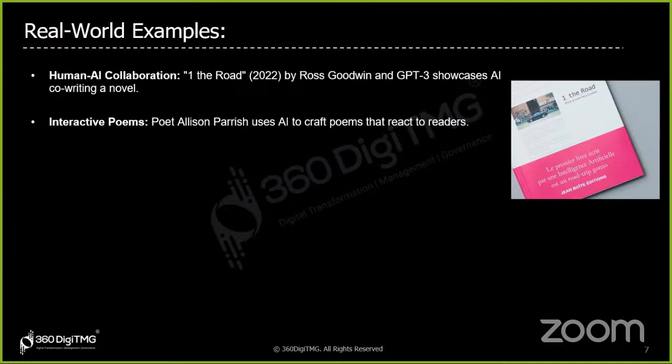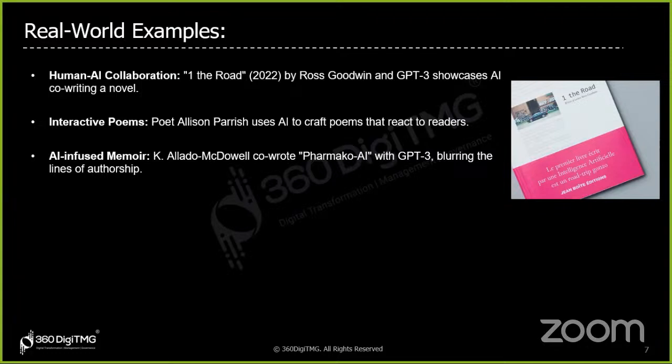Interactive poems also, right? Poet Allison Parrish uses AI to craft poems that react to the readers. For example, this particular poet, instead of just penning down his own ideas, is also making use of large language models and creating whole new fresh content, right? Then AI infused memoir. K Allado-McDowell co-wrote Pharmako-AI with GPT-3, which is blurring the lines of authorship. A human can only remember so much, right? Even a learned person, even a scientist who does research on a daily basis, needs to write things down in order to remember them.